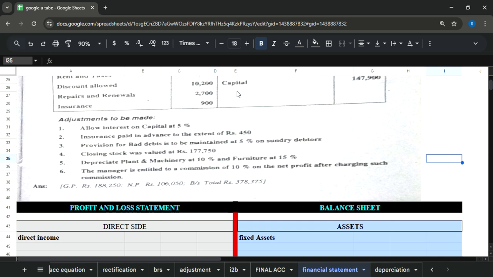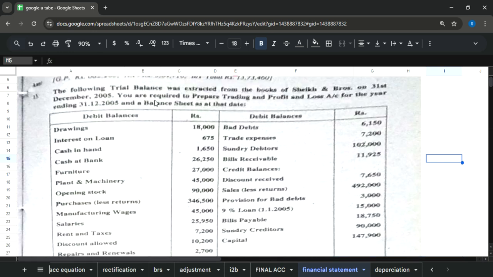So what we will do, these adjustments would be entered in the profit and loss and balance sheet statements as our first step, and then we will enter all elements present in the trial balance. It is our usual practice. So this was a brief introduction. I'm very hopeful that you people have understood what we are going to do today. We are now ready to start our questions.